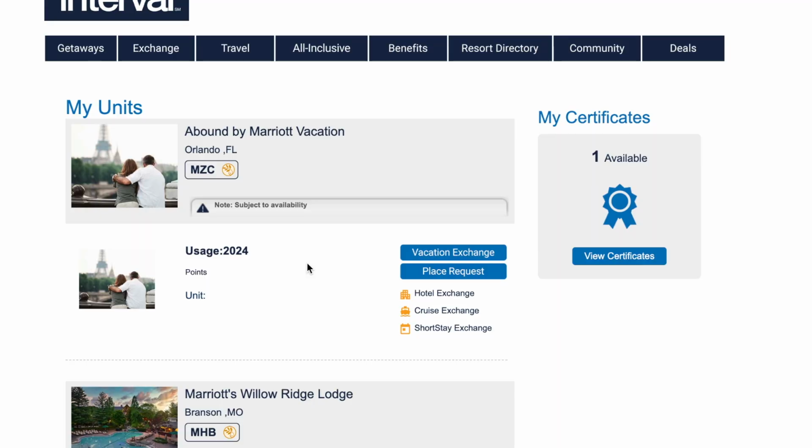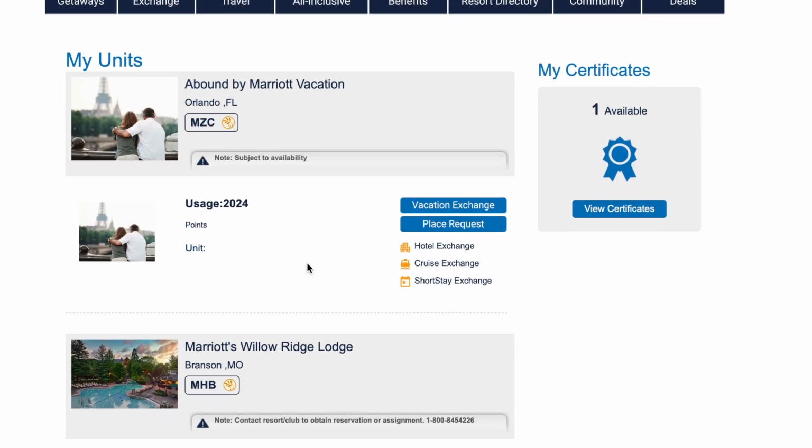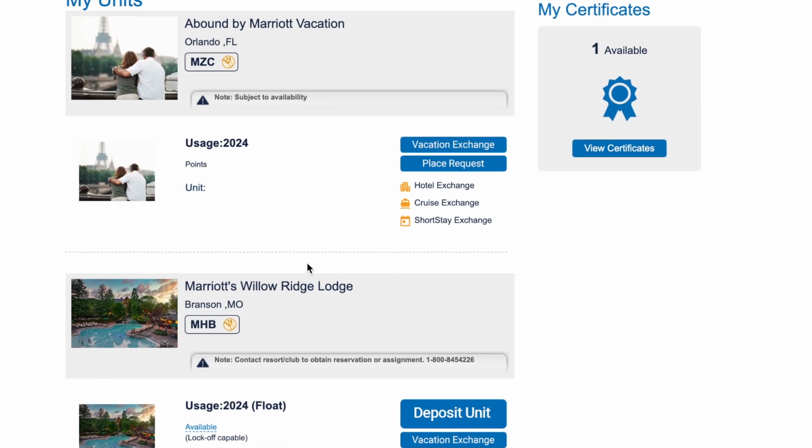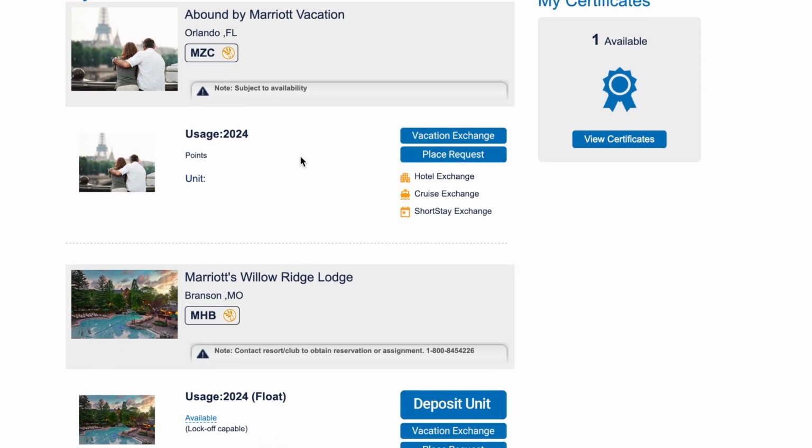And they don't know if you have a 2024 week or just a 2025 week. They don't know if you have a studio, if you have 2 bedrooms. They have no idea. So that's why they made this screen so confusing. It'll just drive you crazy. Okay, let me show you what I'm talking about. Here are my units. Look, usage 2024.